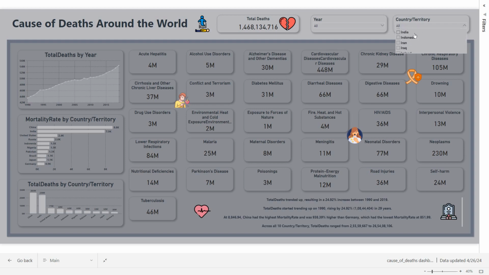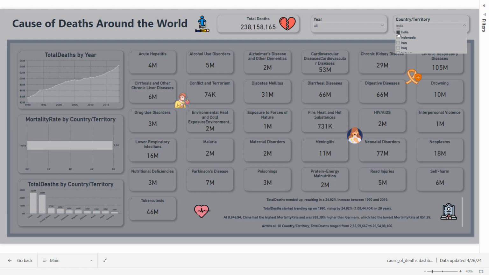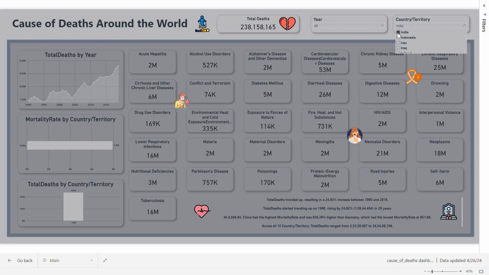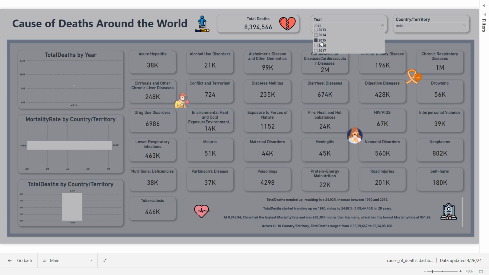Now let us use our filter. Let me start with India. In India, I need to know that in 2015, which is 8,394,566 in the year of 2015.